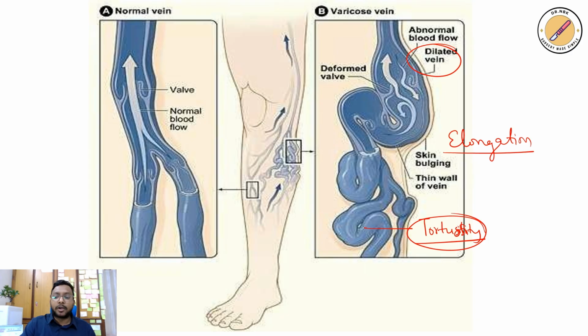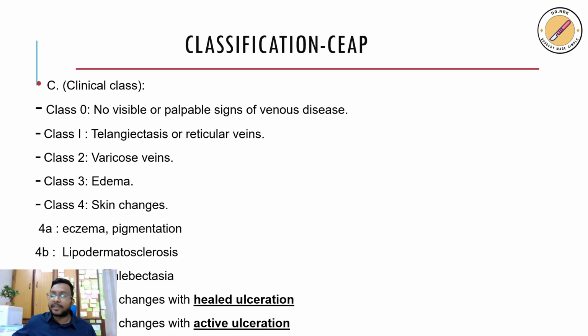Okay, right now let's have a look at CEAP classification. CEAP classification is nothing but C for clinical, E for etiological, A for anatomical, P for pathological. Right. So what are the important C categories of CEAP classification? C is nothing but clinical. If you do not have any apparent signs of venous disease, we call it as C0. Now, if there are only very small dilated veins like either telangiectasis or reticular veins, it is C1.